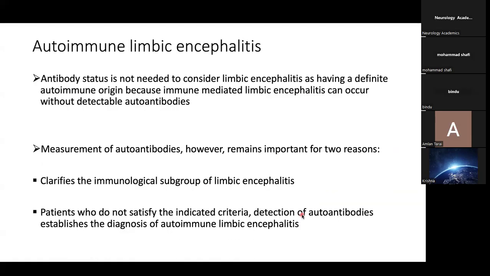Autoimmune limbic encephalitis, I already described the importance of the antibody. So measurement of the antibody in case of autoimmune limbic encephalitis is important for 2 reasons. One is the clarification of the immunological subgroup of limbic encephalitis, and the other is for patients who do not satisfy the diagnosis of autoimmune limbic encephalitis.